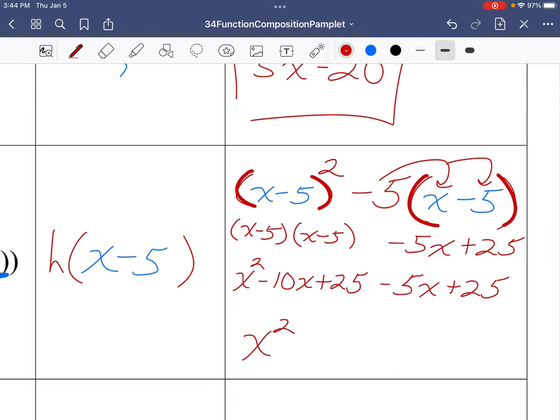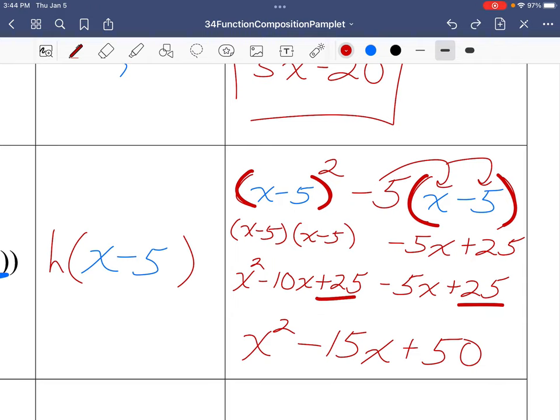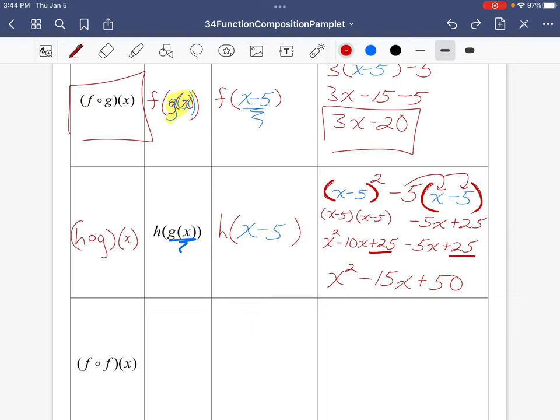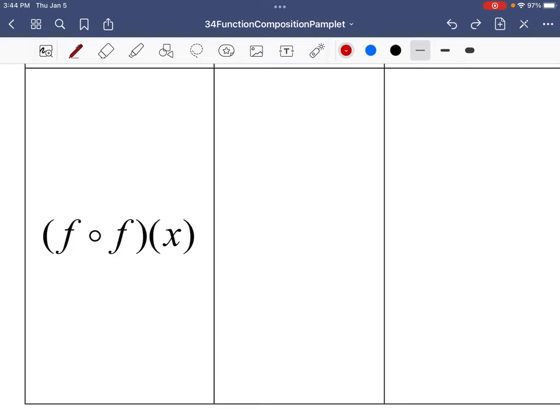Now, I have some like terms that I can simplify, like negative 10x and negative 5x. That's going to be negative 15x, and 25 and 25, so that's going to be 50. So x squared minus 15x plus 50. I told you the answers aren't going to be numbers today, but we're still plugging functions into functions. Just got to be a little bit more careful. We've got more expressions, more algebra.